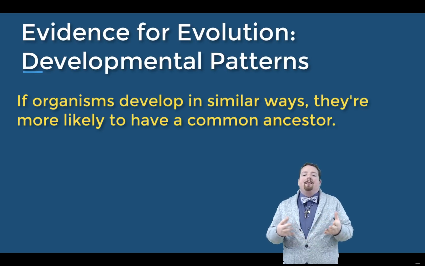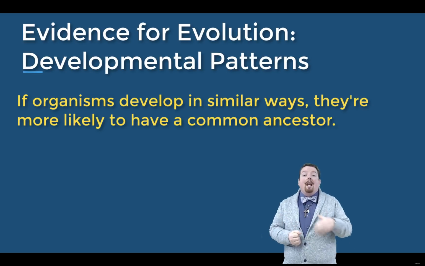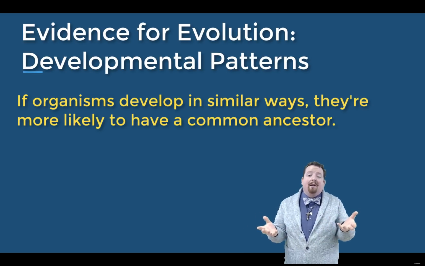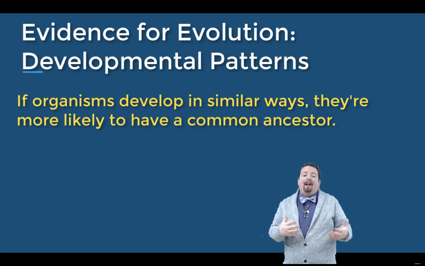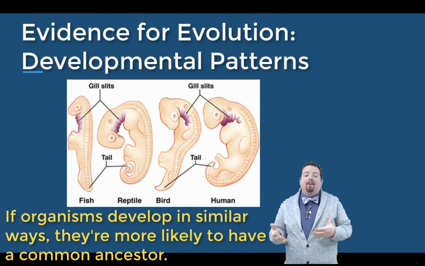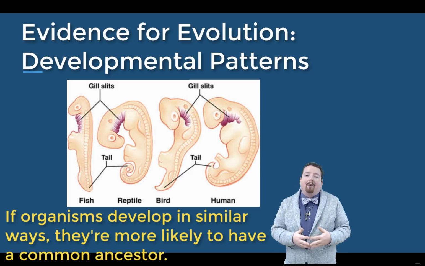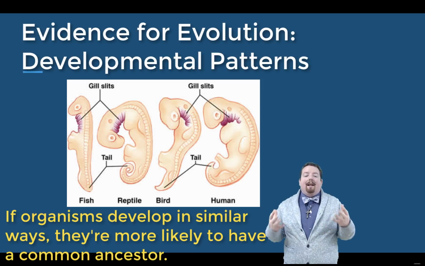As the embryo develops, they undergo many physical and functional changes. If organisms develop in similar ways, they also likely share a common ancestor. For example, all animals with backbones have a tail at some point during development. You notice that even humans had gills as an embryo at some point in our development, and then we grew out of them before we're born. This leads to the idea that we are somehow related to some other species that has gills and a tail.